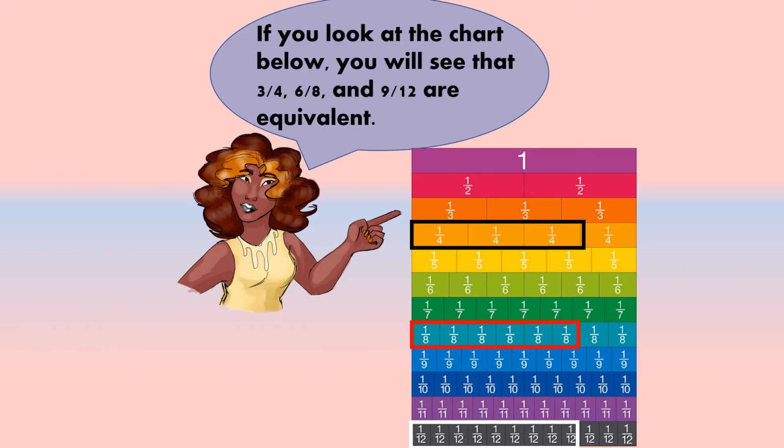If you look at the chart below, you will see that 3/4, 6/8, and 9/12 are all equivalent. 3/4 is highlighted by the black box, 6/8 is highlighted by the red box, and 9/12 is highlighted by the white box. If you look carefully, you will see that all of the boxes are the same size. So that lets you know that 3/4, 6/8, and 9/12 are equivalent.